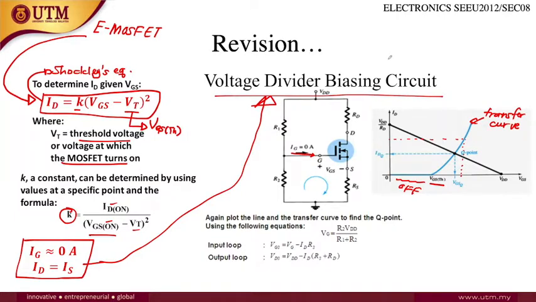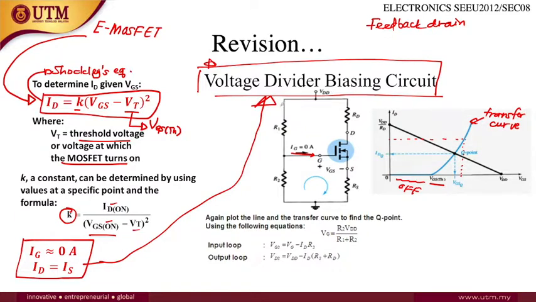Actually we have lots of bias circuits. For example, we have feedback drain. I think there is an example I explained to you in the previous class slides. Those are just examples. In your exam, only this circuit will come out: the voltage divider biasing circuit. So let's focus on this circuit.